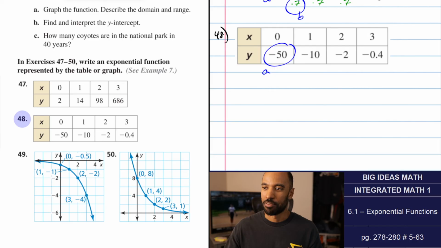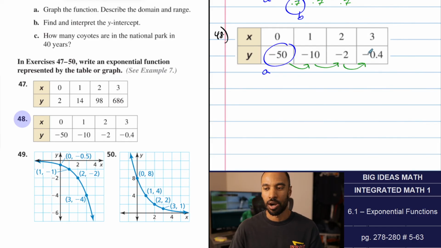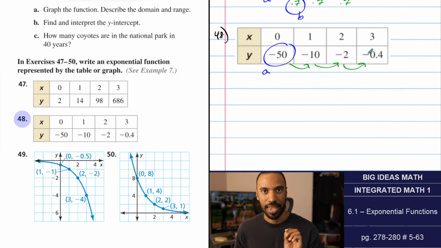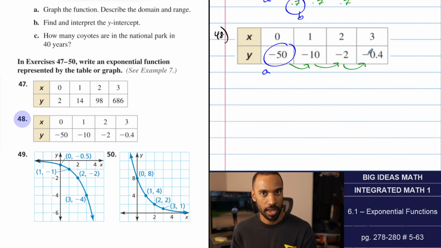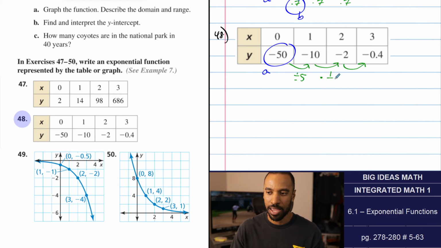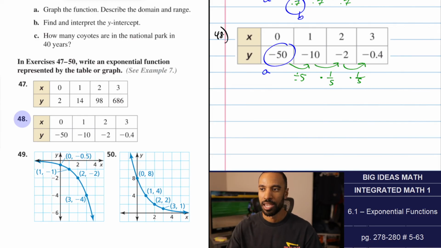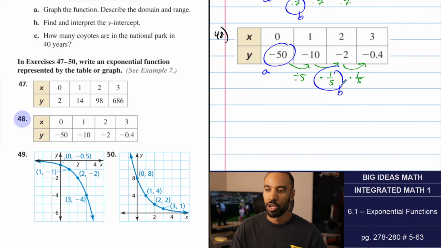The a value is negative 50. Now, you might indicate here that we're dividing by 5, and I don't disagree with you. You are dividing by 5. A times b to the x, though, says a times b to the x. What are you multiplying by? Dividing by 5 is the same as multiplying by 1/5. This will be stressed a lot more when we start talking about common ratios in geometric sequences. This is your b value right here, 1/5, not 5. Otherwise, that would be a growth, and this is a decay.